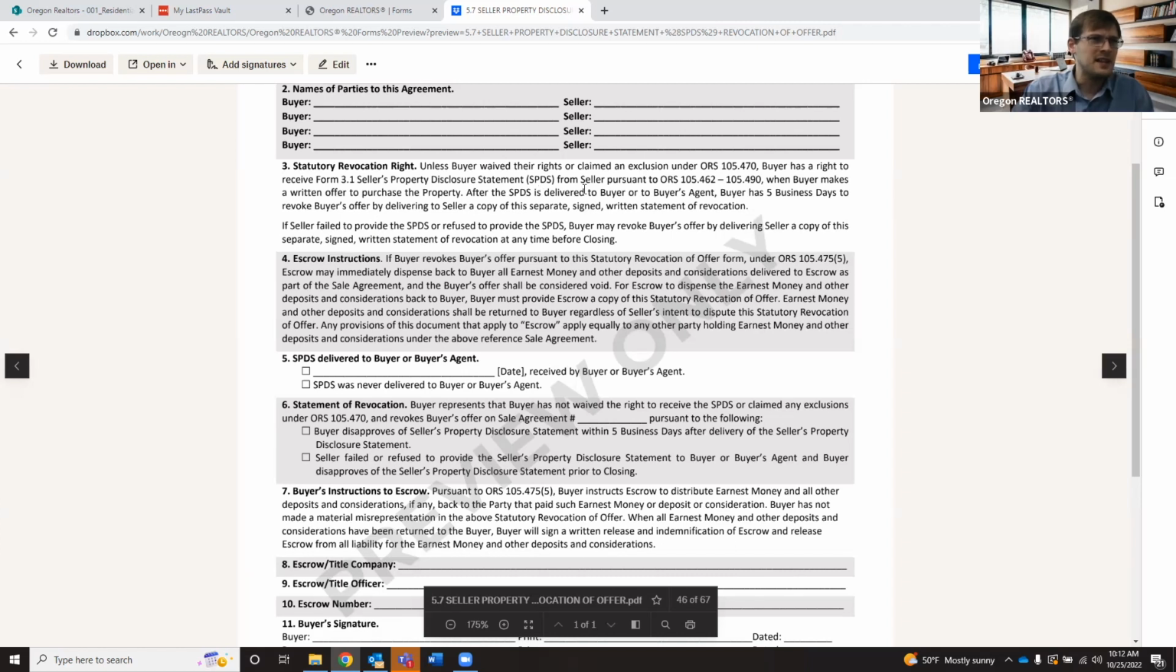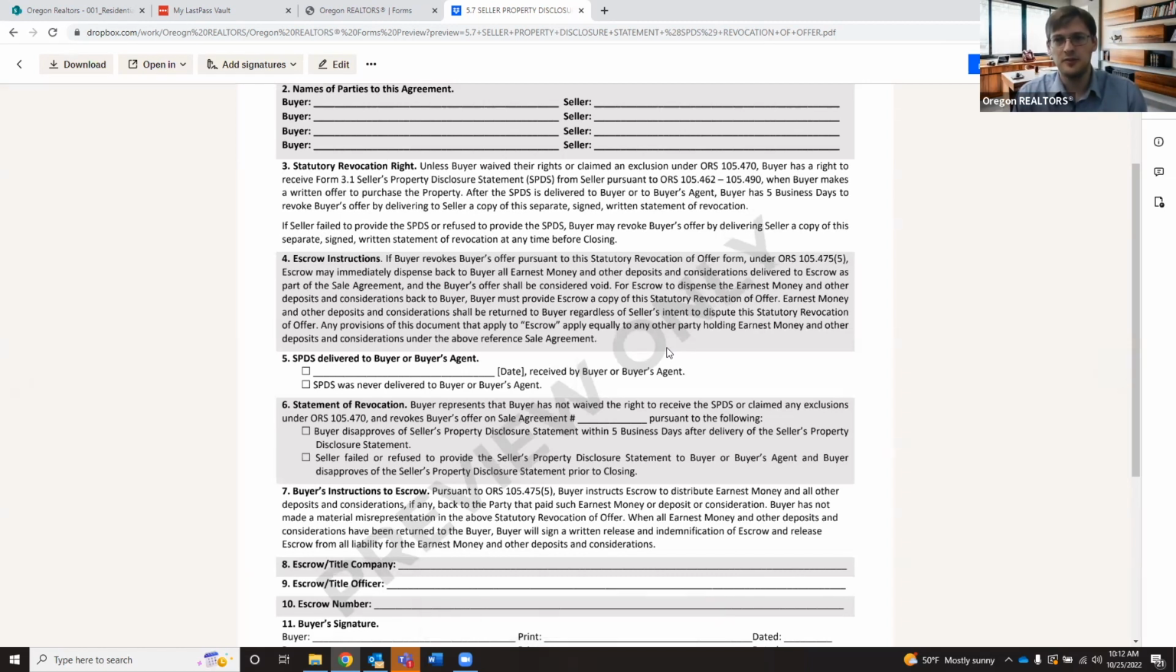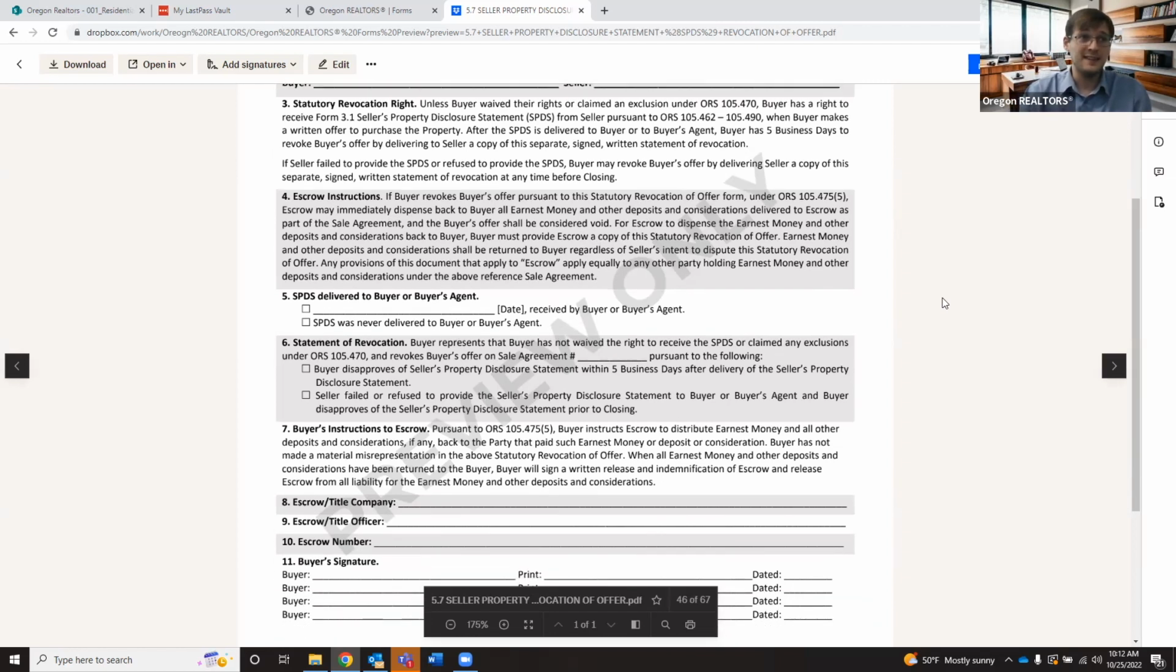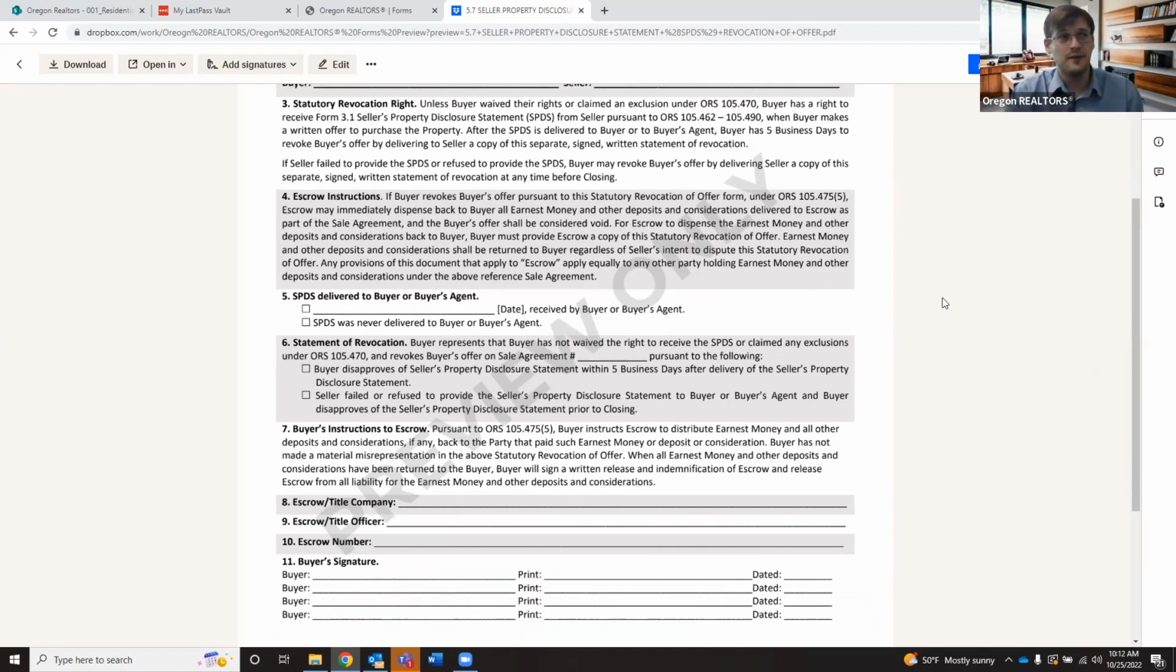After the SPDS is delivered to the buyer or the buyer's agent, you have 5 business days to revoke the offer. We've modified that in the meantime to also include or after mutual acceptance. So it's 5 days after mutual acceptance to revoke, which is similar to the standard that currently exists. If the seller doesn't provide the SPDS, you have an unlimited time frame to do this revocation.